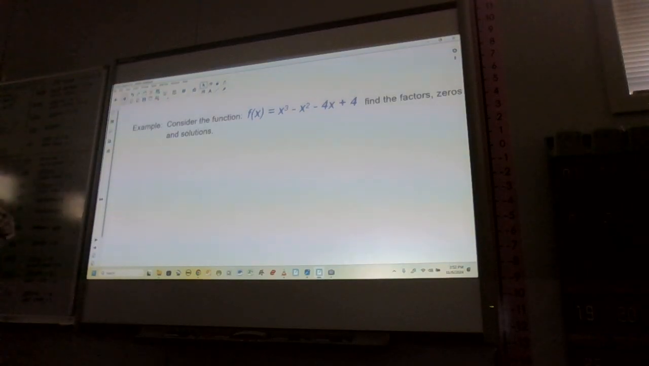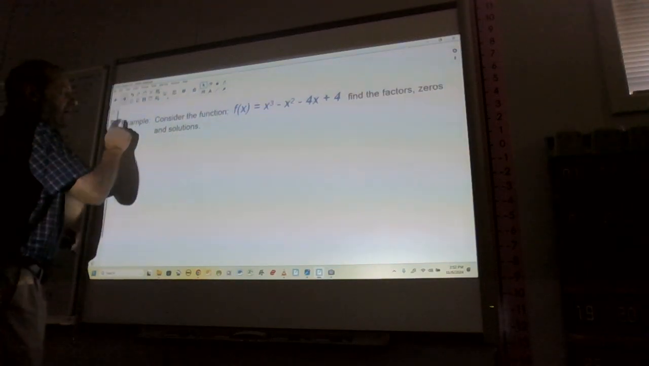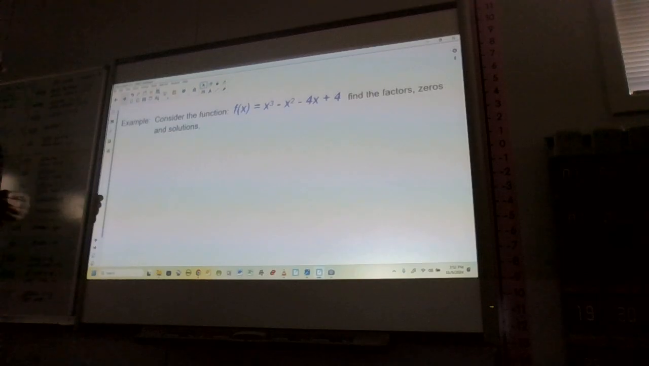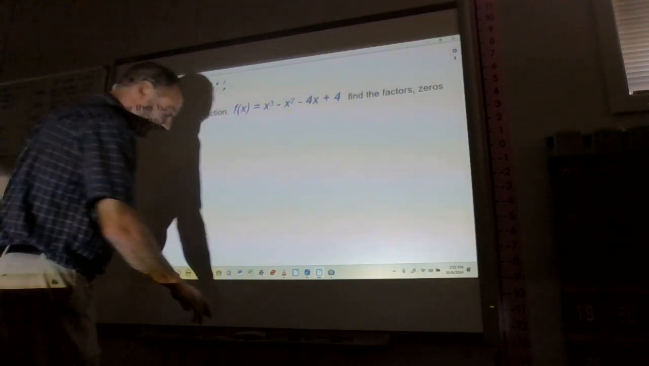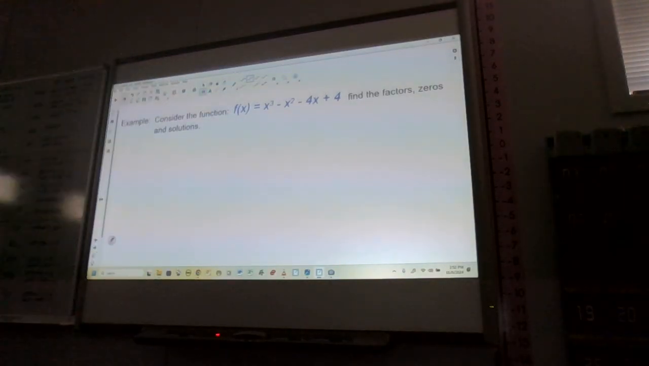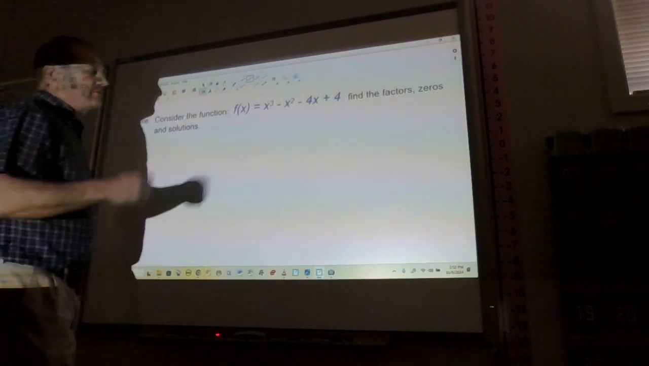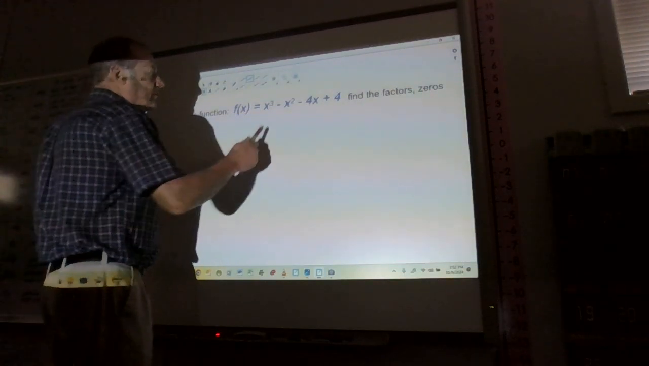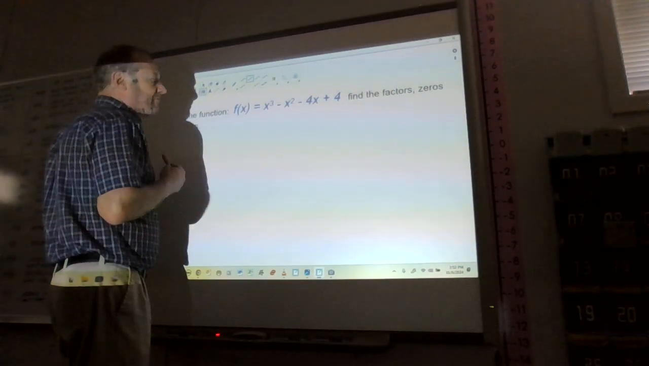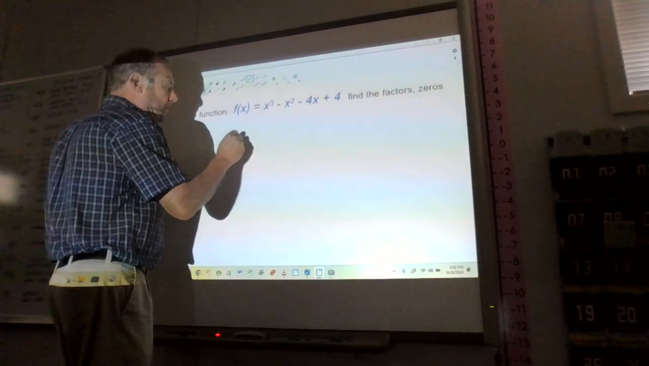So consider the function f of x equals x cubed minus x squared minus 4x plus 4. Find the factors, zeros, and solutions. Okay. So the first thing we want to do is factor it. That's always the first thing you're going to find. So if I look at this, this looks like we can factor it by grouping.